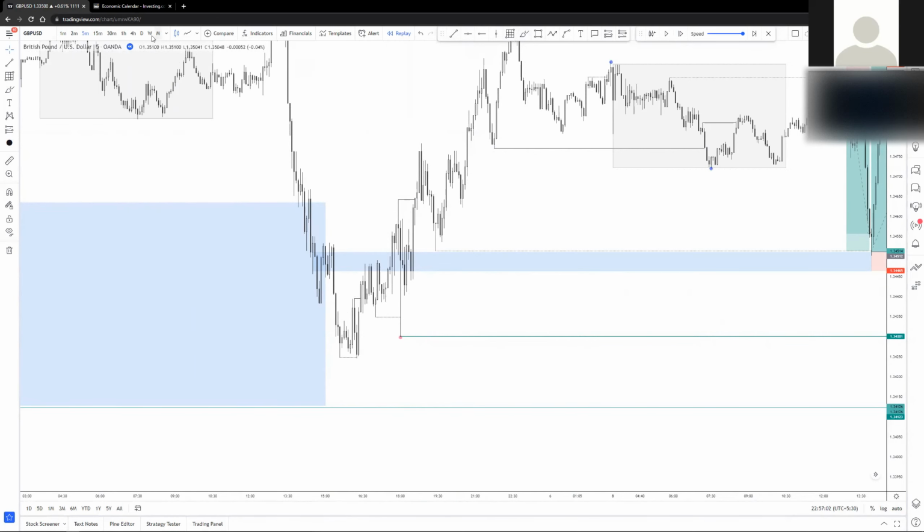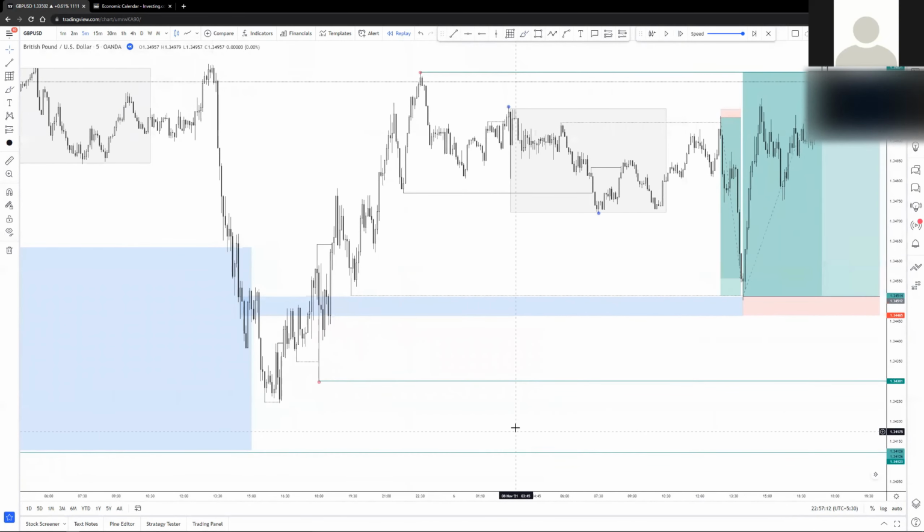For extra confluence, we even had the 4-hour order block right here. I'm not expecting it to go lower than this. The setup is completely clear.